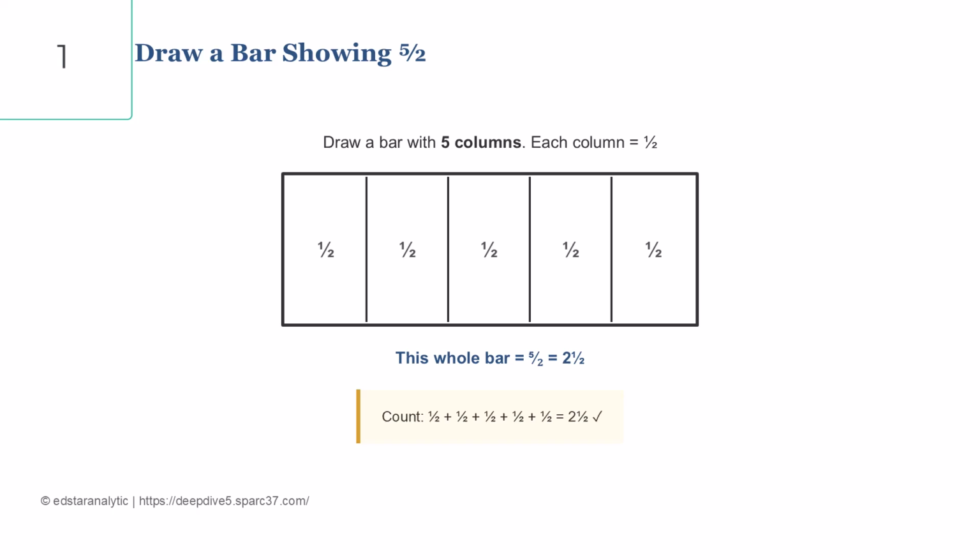Count them up. 1/2 plus 1/2 plus 1/2 plus 1/2 plus 1/2. That's 5 halves, which equals 2.5. So this whole bar represents 5 halves, or 2.5. That's the green line from our number line. That's the "of" number in our question. We've drawn the thing we're comparing to.